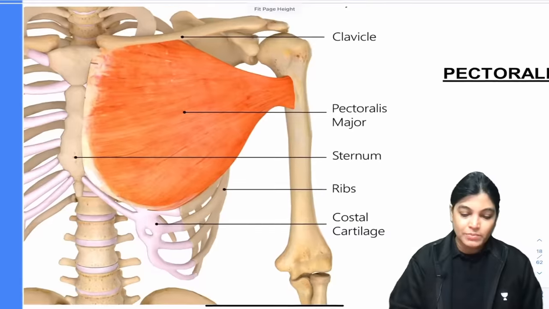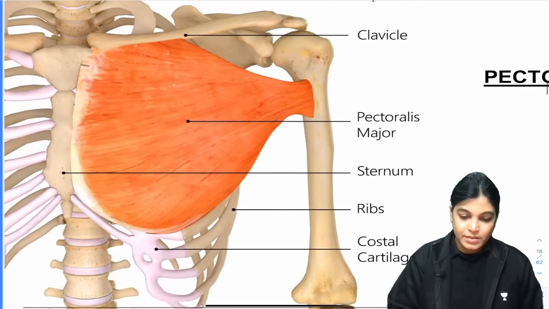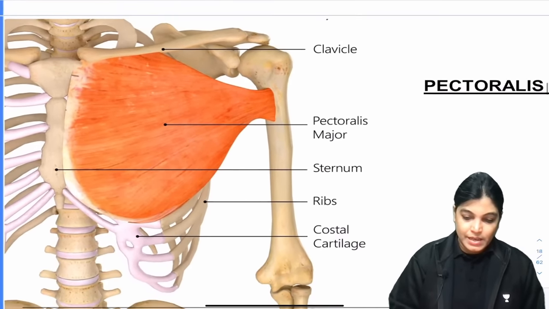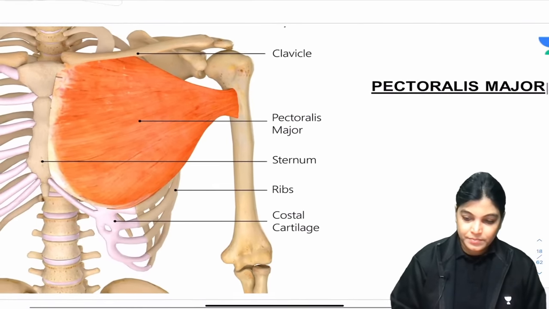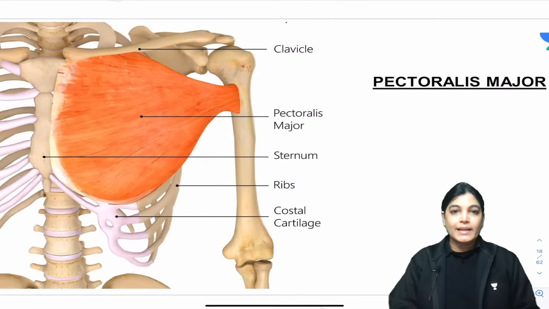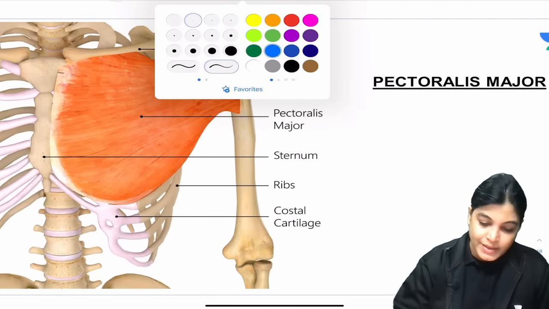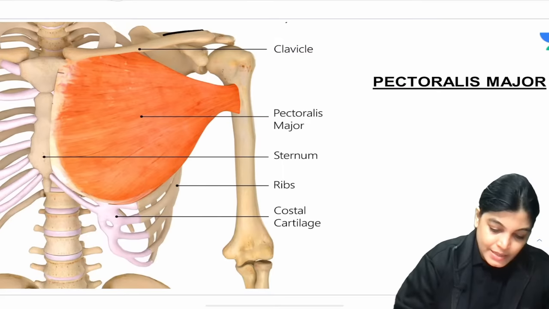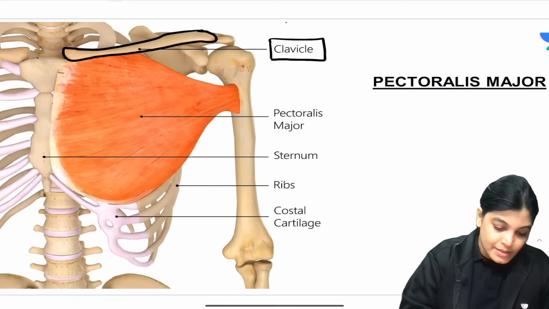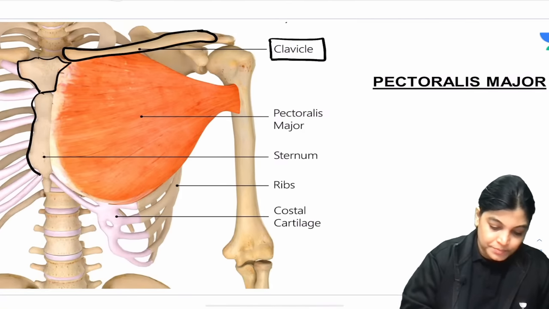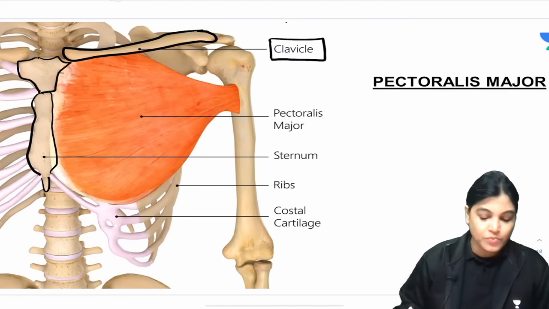Don't worry about this. Let me just enlarge this diagram. Is it clear? Okay, I have slightly enlarged this diagram. Here I want to explain the whole of its origin and insertion. This bone which you are seeing is the clavicle. This is the manubrium part of the sternum, this is the body of the sternum, and here we have the xiphoid process. So this is the sternum bone and the clavicle bone.